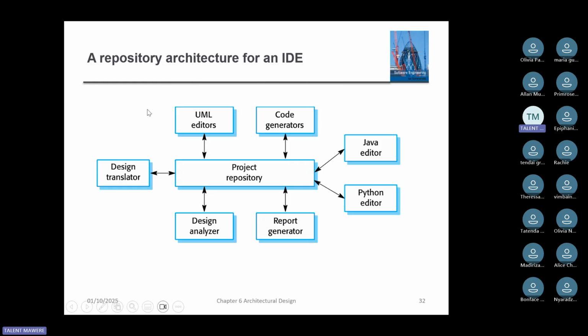All these components, they don't need to know the existence of each other. For example, if you are good in Java, you'll be just using this Java editor. There's no need for this Java editor to interact with the Python editor and so forth. If it's the code generator, you can work with this code generator without necessarily interacting with any of these other components.